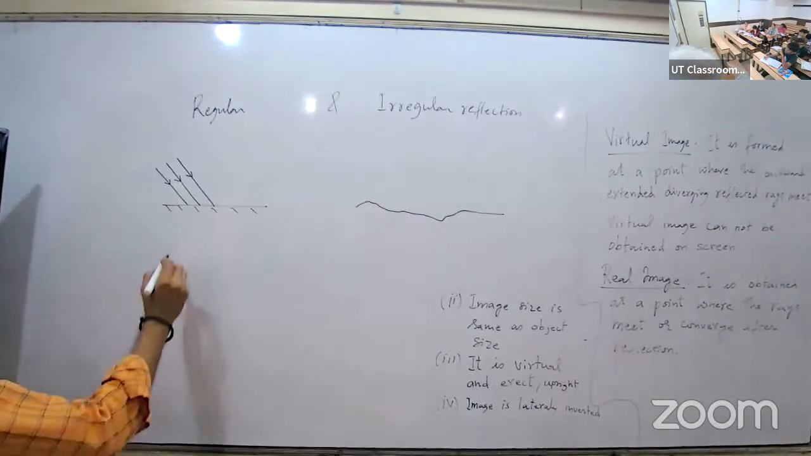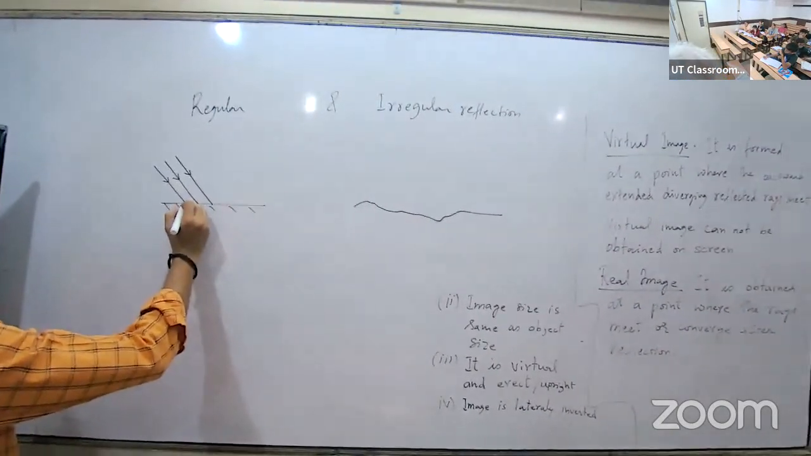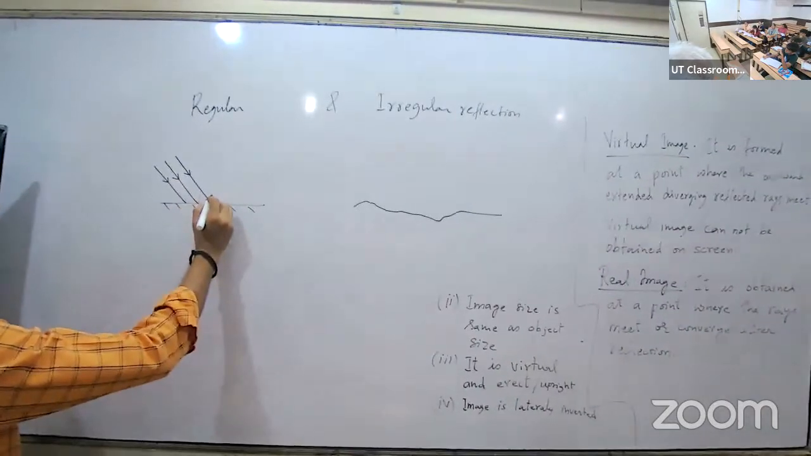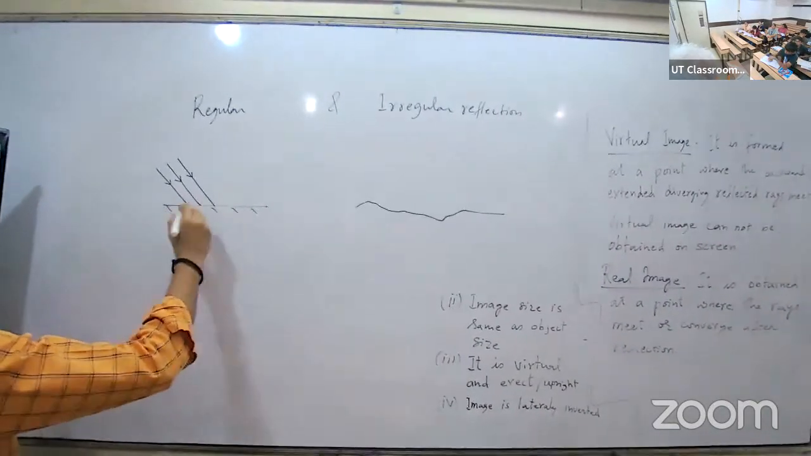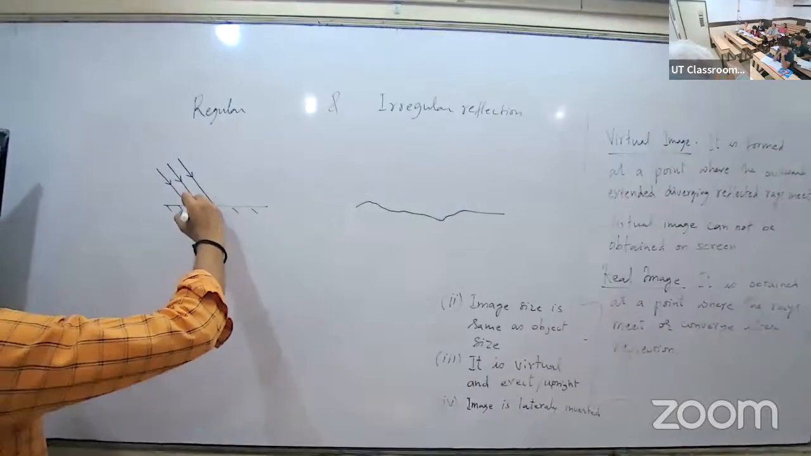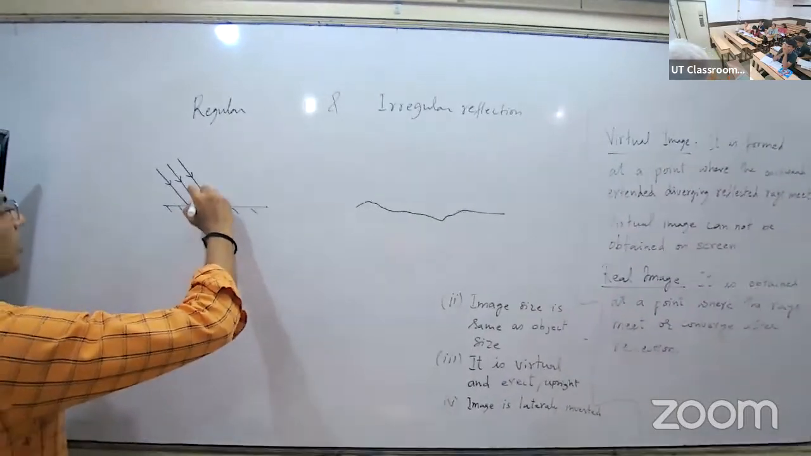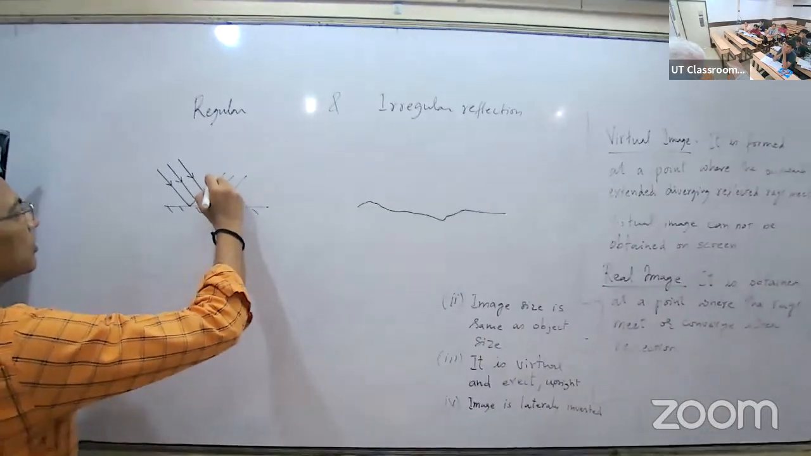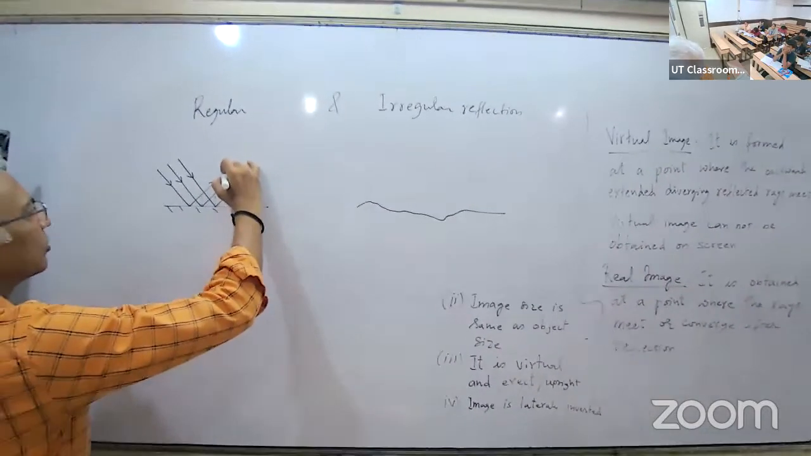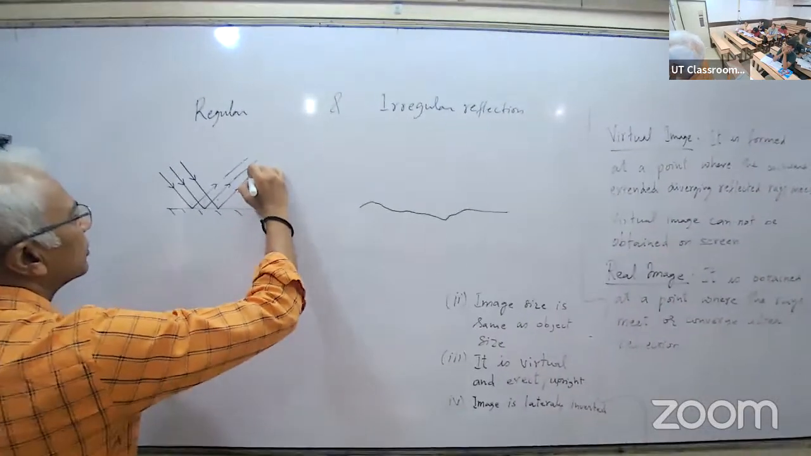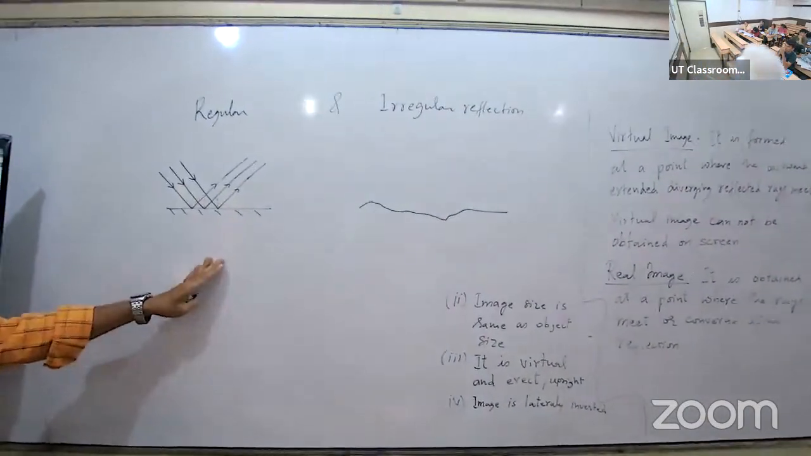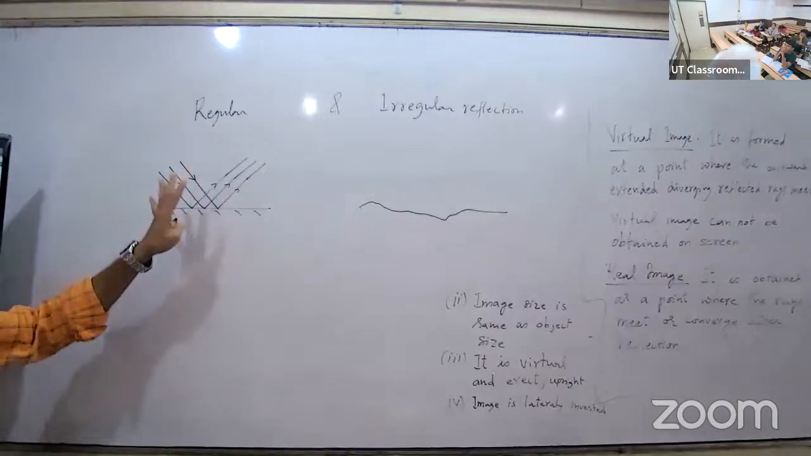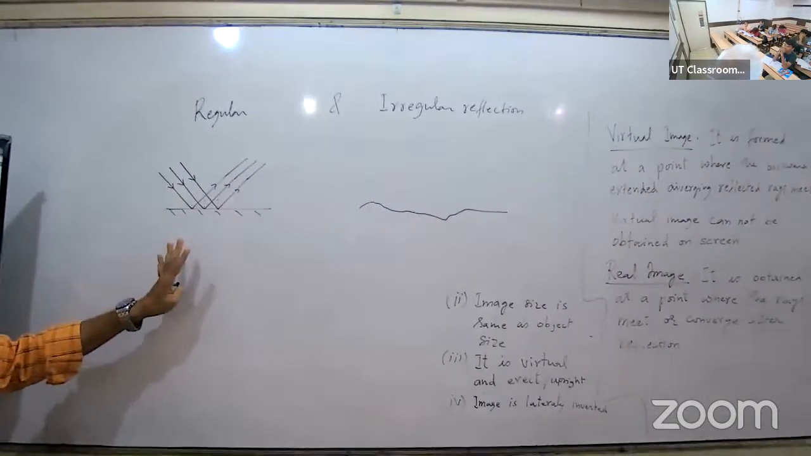So how to draw the reflected ray? Everywhere you draw a normal. So since these rays are parallel, the reflected rays also will be parallel. Okay, angle of incidence will be equal to angle of reflection in this case. So reflected rays also will be parallel to each other in case of regular reflection.